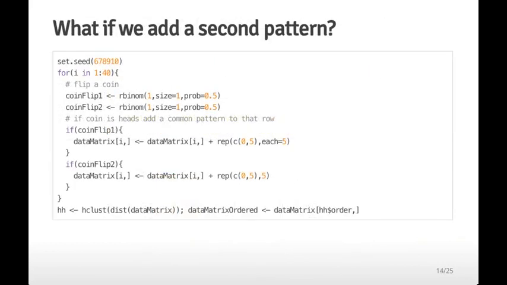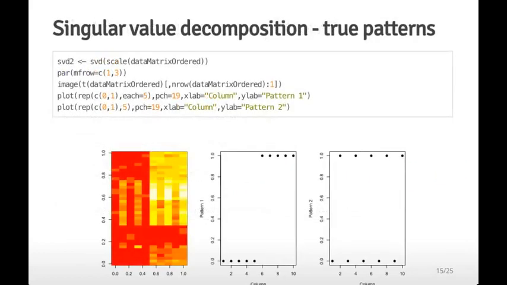So what if we add a second pattern to the data set? What happens to the singular values and singular vectors? Again, I've performed an analysis where I loop through each of the rows of the data set, and now I perform 2 coin flips. If coin flip 1 is true, then I add a pattern that has 5 zeros followed by 5 fives to the data set. If the second coin flip is true, I add a pattern that is equal to 0, 5, 0, 5, 0, 5 repeated over and over again. I can then cluster the data set and make a plot of that clustering. And you can see that there are now 2 patterns in this data set.